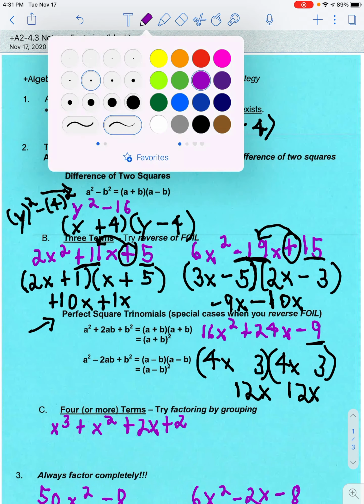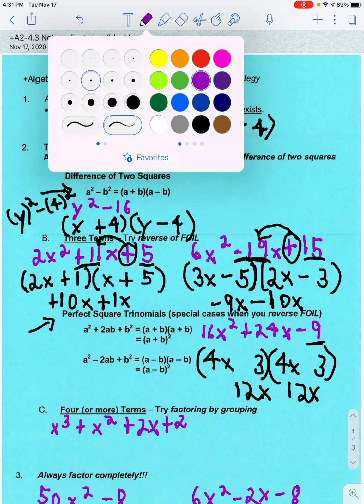All right. What do you do about 4 terms? Well, 4 terms, we try what is called factoring by grouping. We group the first 2 terms together, and we look at those and see if we can factor out the common factor, which I can factor out x squared, which would leave me with x plus 1 when I check it. X squared times x is x cubed. X squared times positive 1 is positive x squared.